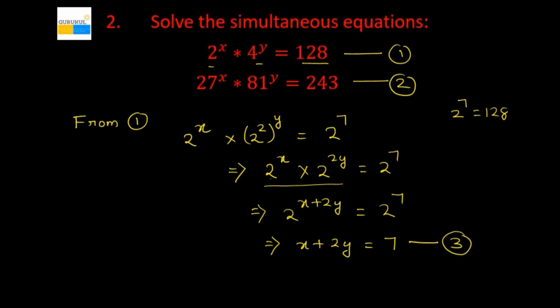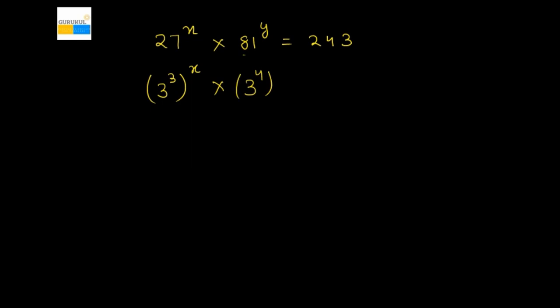Now we will write the second equation in a new page and solve it. So the second equation was 27 raised to the power x times 81 raised to the power y equals 243. 27 can be expressed as 3 to the power 3, raised to the power x, times 81 can be expressed as 3 to the power 4, raised to the power y, equals 243, which can be expressed as 3 to the power 5.